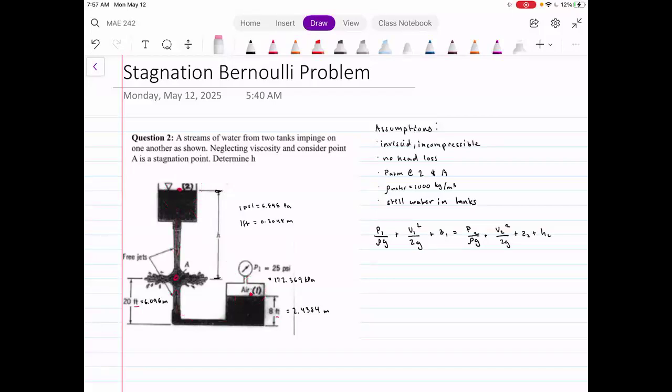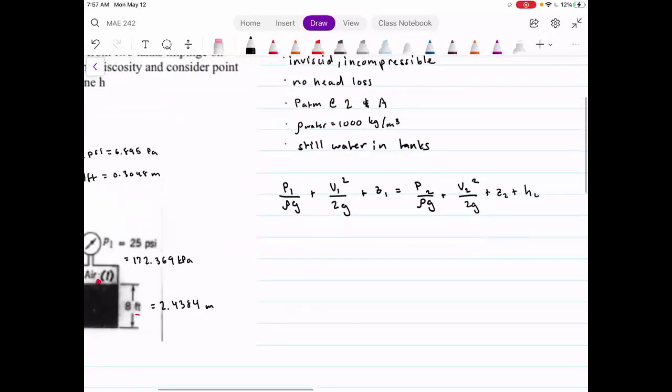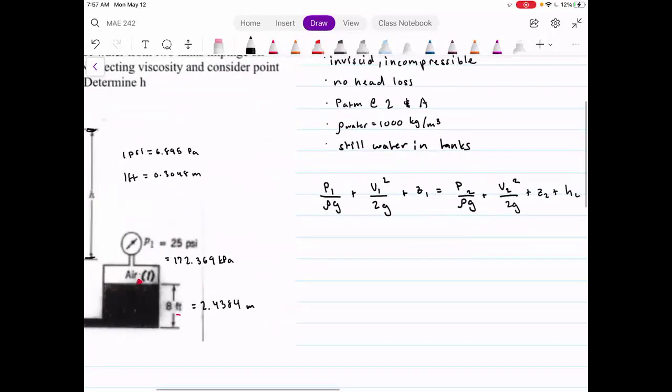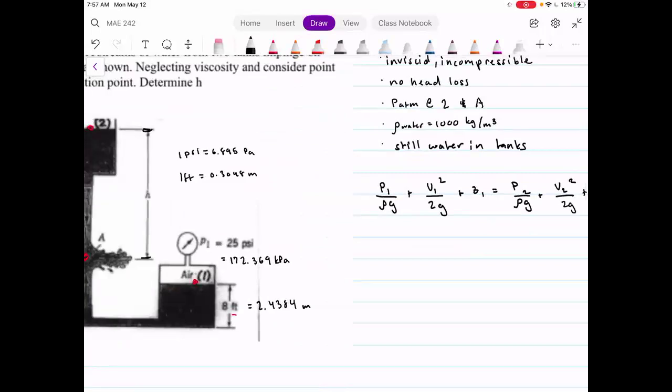Instead, our option is to set up two different Bernoulli equations. One is going to compare the stagnation point and the top of tank 2. That's one stream. The second is going to compare tank 1 and then the stagnation point. So, two different Bernoulli equations. Let's get into the first one. We can describe the top of tank 1 as well as the stagnation point. Taking a look over here, I'm going to rewrite this. Let's go ahead and keep the left side as is. So we'll have P1 again.